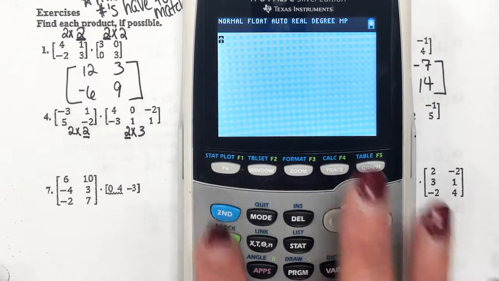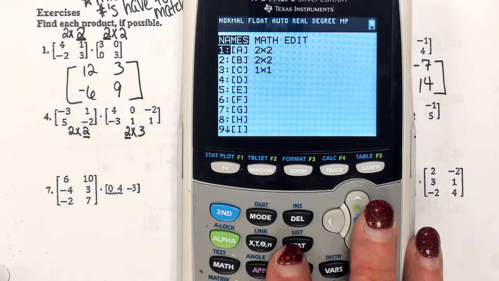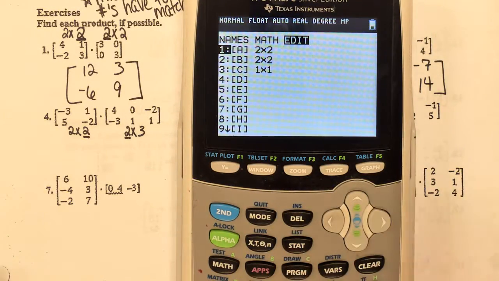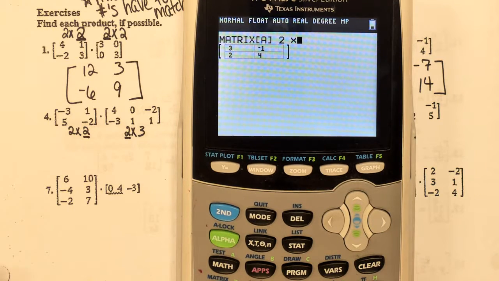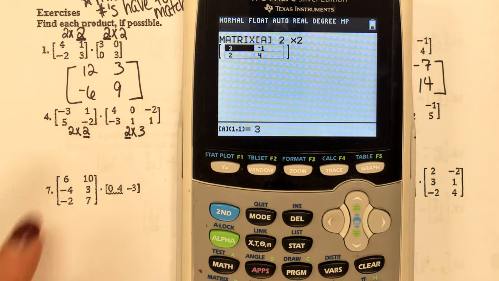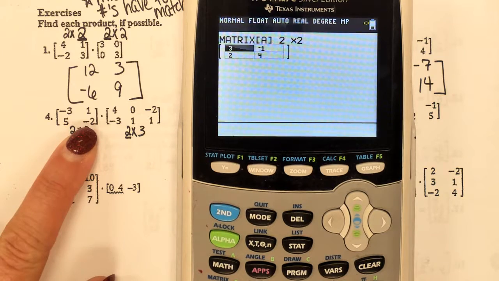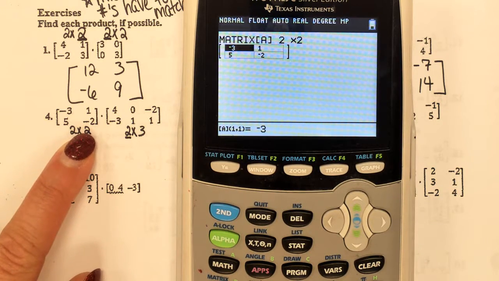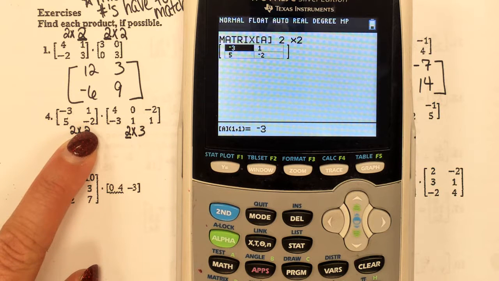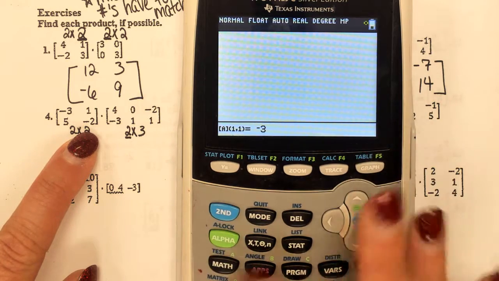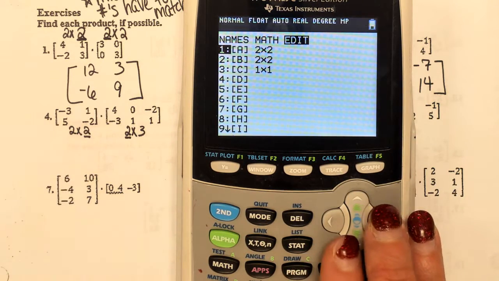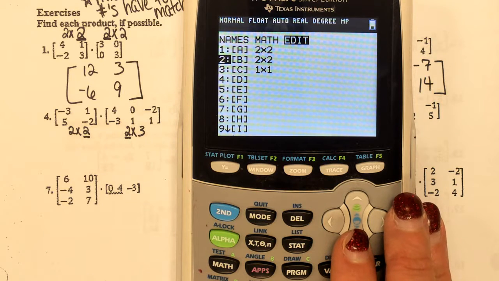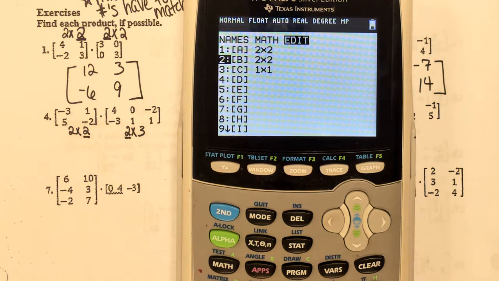And we're going to go to second matrix. We're going to go over to edit. The first one's a 2 by 2. And we're going to type these numbers in. All right, then we're going to go back to second matrix. We're going to go over to edit, and we're not going to edit the first one because we already have something in there. We're going to edit the second one, okay?